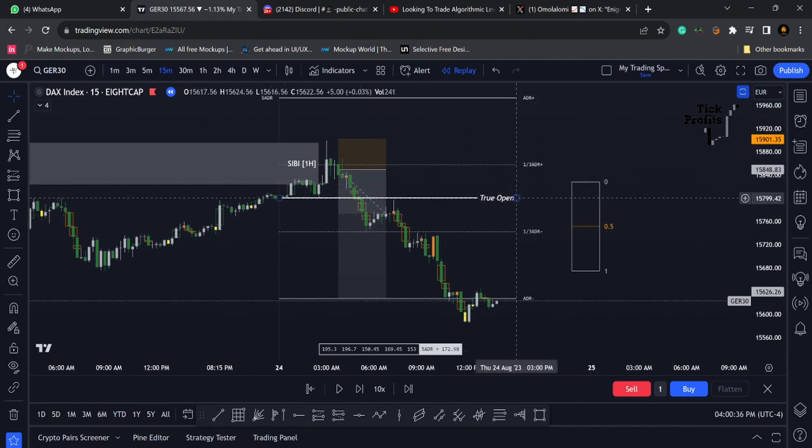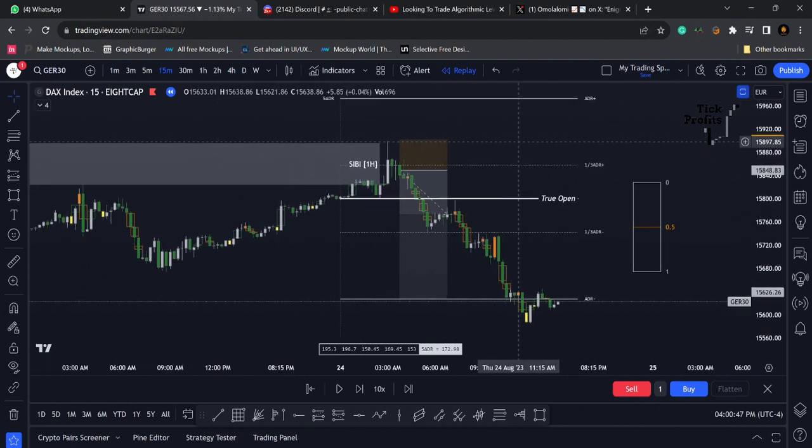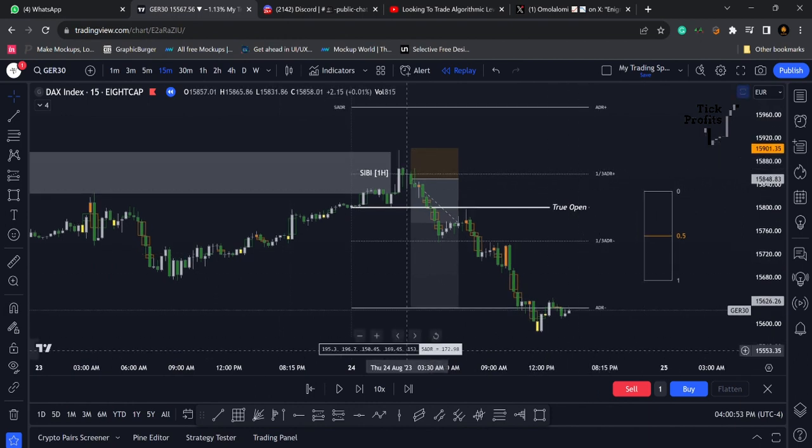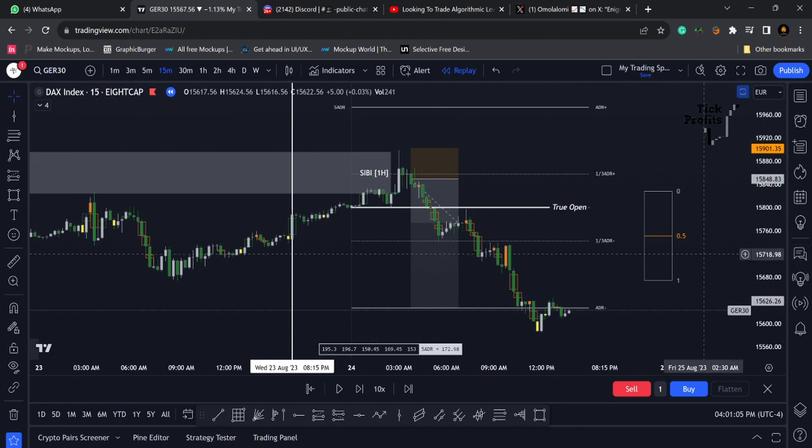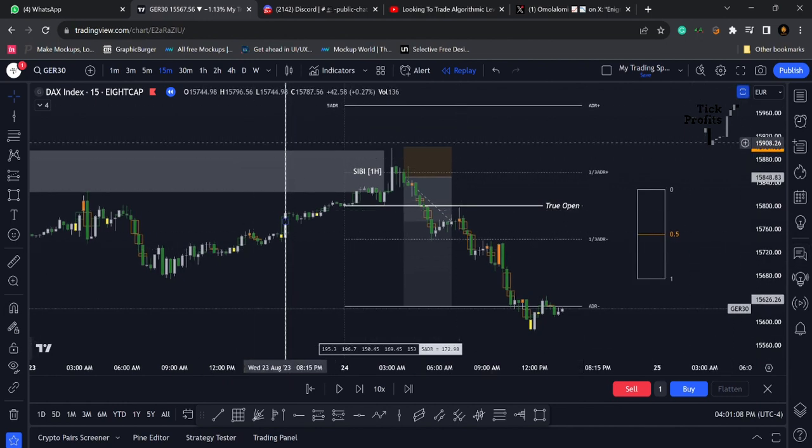So that's about it. The ADR takes into account the true open of the day, and that's where you get your Judas. Let's think of a daily candle's open, high, low, close. So when price opens from here, that's the Asia session from here. So you have to pay attention to where the opening price of DAX starts from. The opening price of DAX starts from 8:15 New York time.